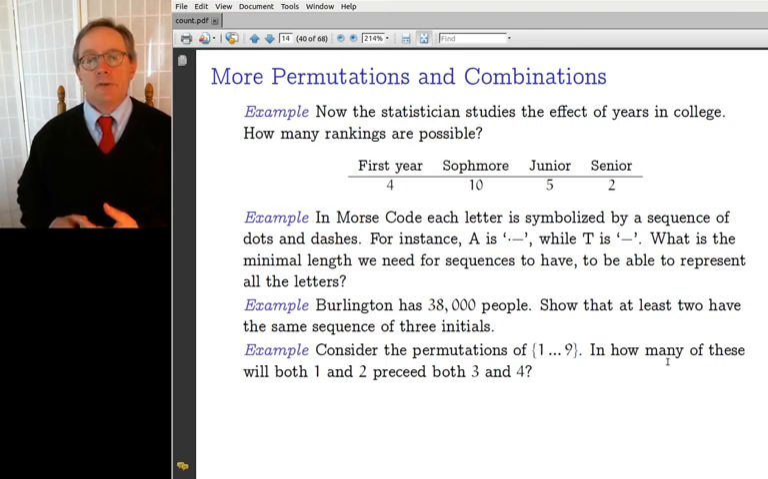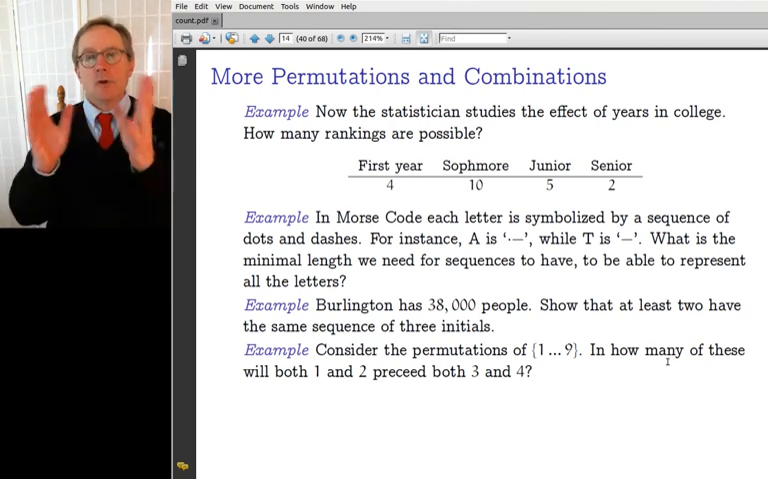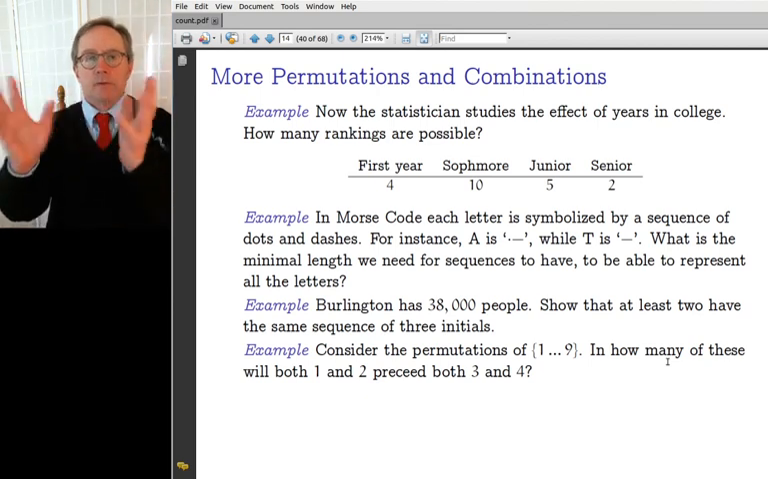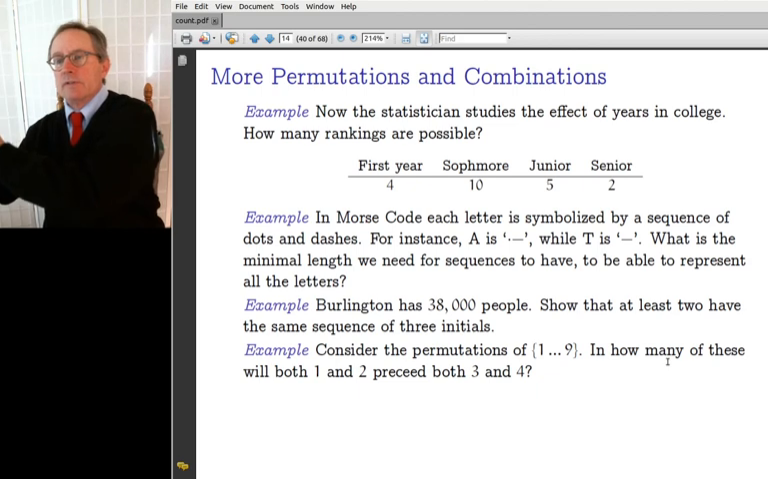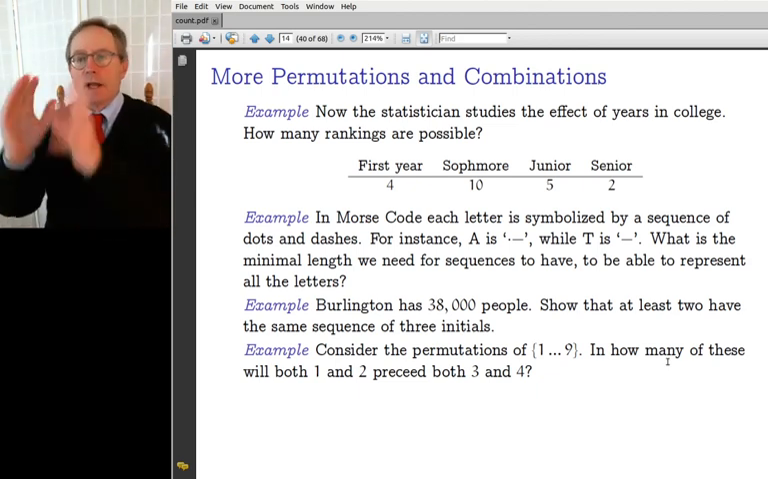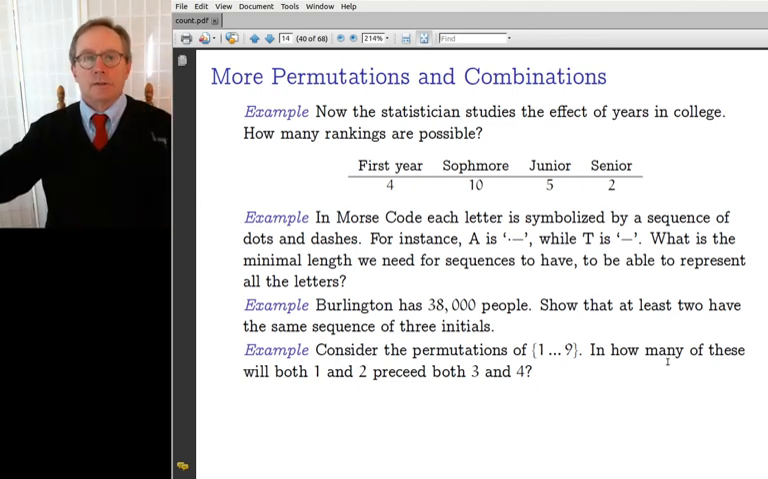Consider the permutations of 1 through 9. So think about it in your head. You took the numbers 1 through 9 and you shuffled them up, and now you lay them down 1, 2, 3, 4, 5, 6, 7, 8, 9. So first a 7, then a 5, then a 2, then a 9, sort of stuff.